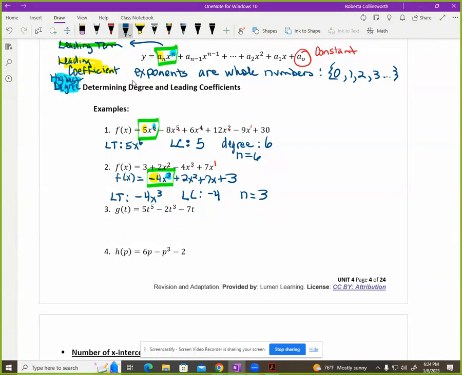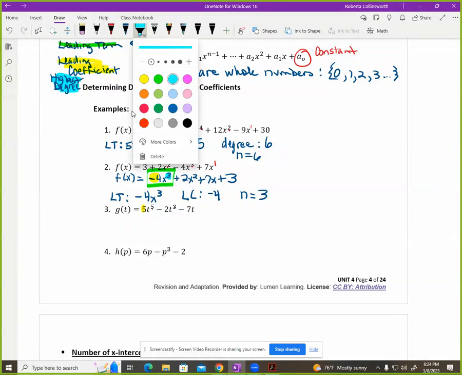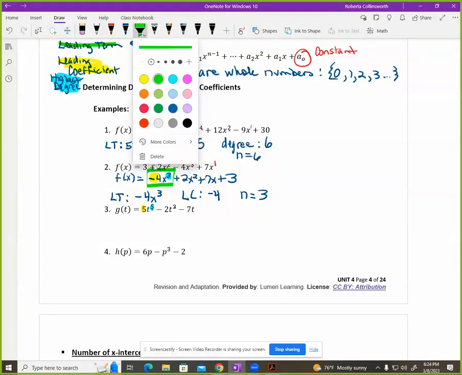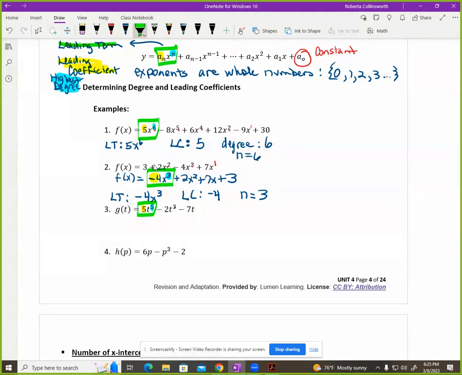So let's look at the third example. The third example, I see that I am in descending order right here. So that's pretty easy. Here's my leading coefficient. Here's n. And here is my leading term. So the leading term is 5t to the 5th power. My leading coefficient is 5. And my degree is 5.